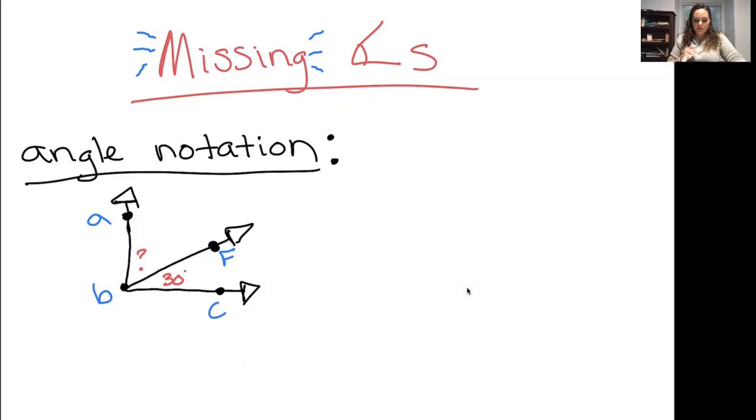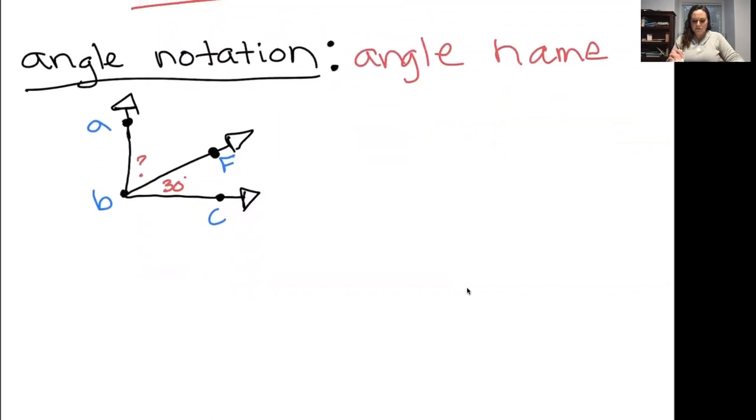So angle notation, if you remember, is the angle name. It's the fancy math version of angle name. And we usually read it top to bottom, from left to right, or bottom to top, depending. We want to read left to right, essentially connecting the dots on our angles. So when we're looking at an angle set that looks like this one that we just drew, let's take a look at that a little closer.